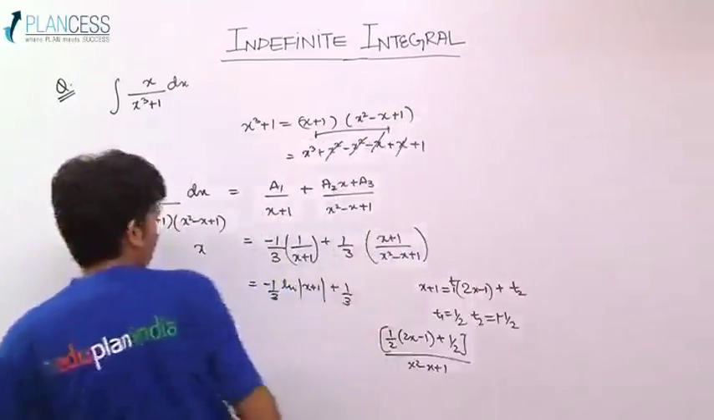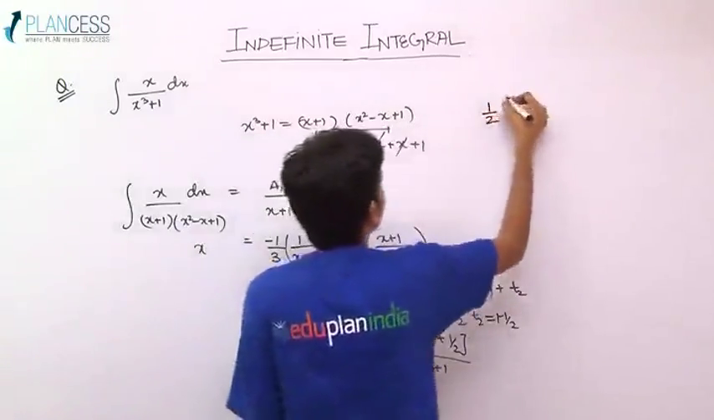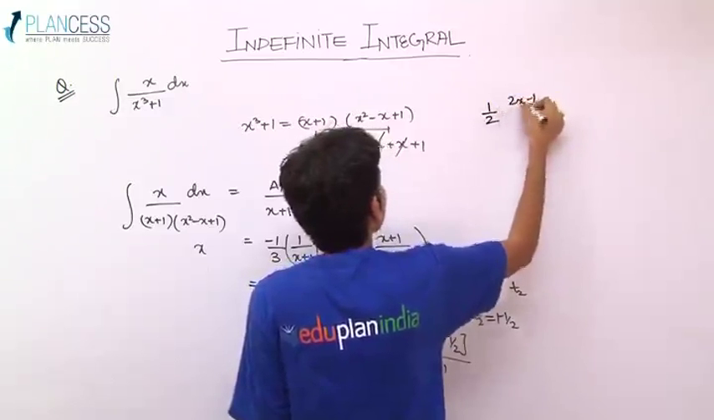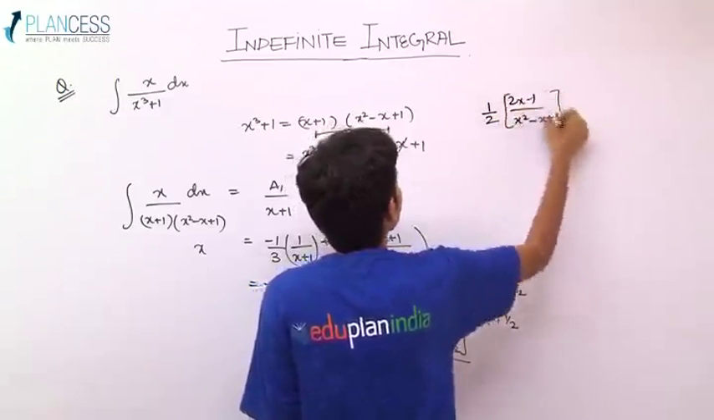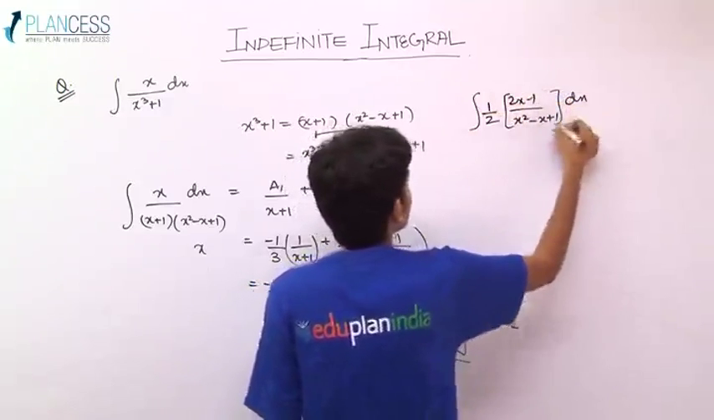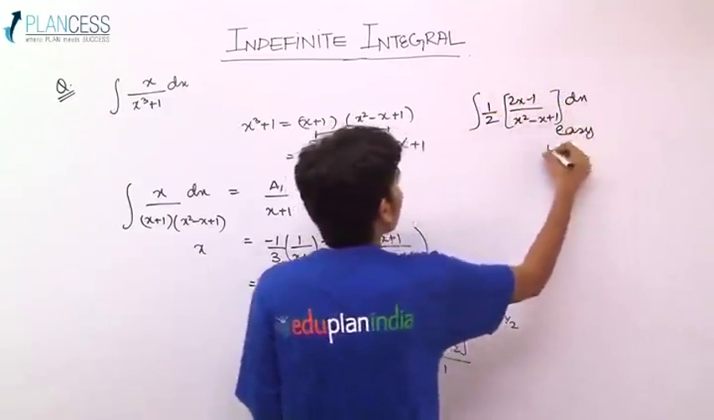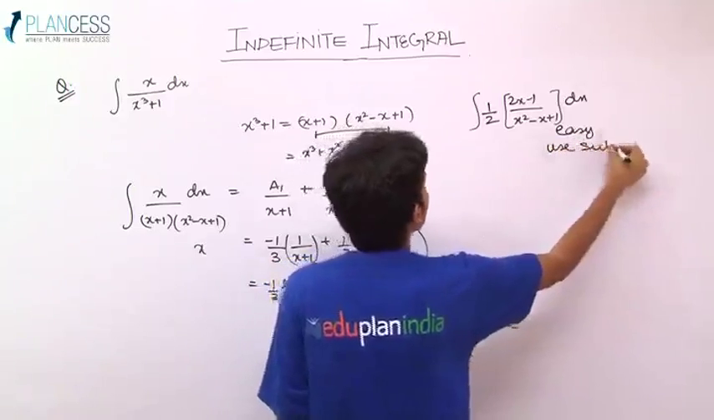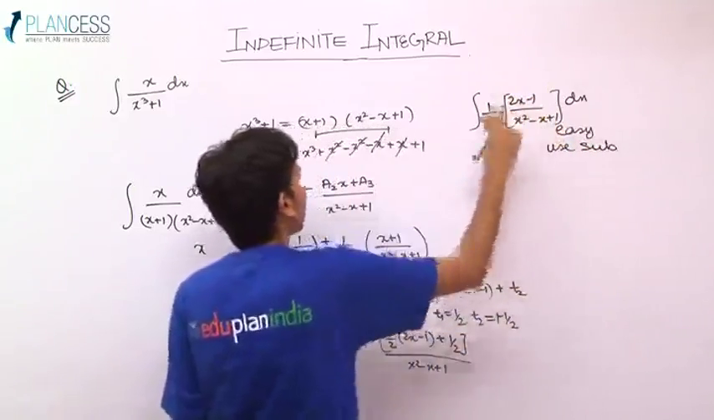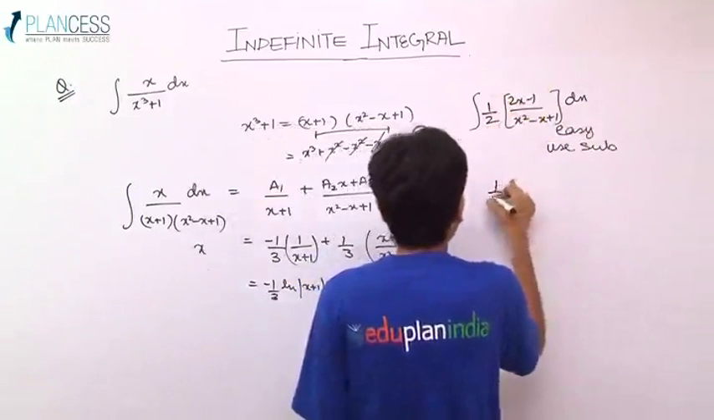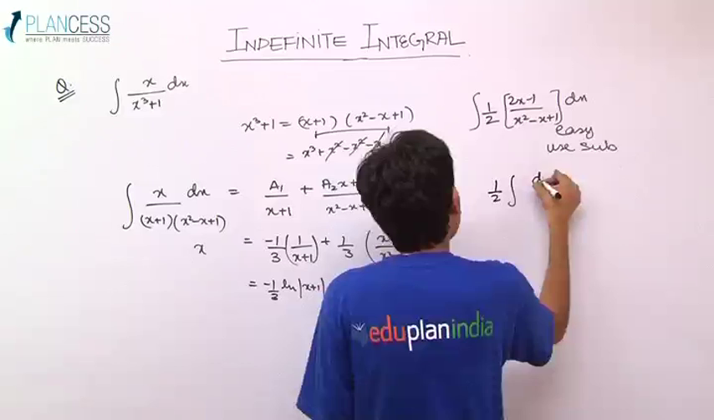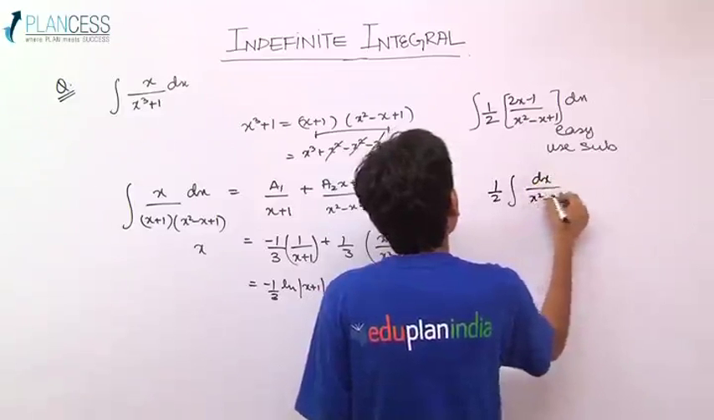So basically the first part is 1 by 2 times (2x minus 1) upon (x square minus x plus 1), integral dx. This first one is easy. Use substitution: substitute this as t and you will get 1 by t dt, and this will turn out to be whatever. So the second term is 1 by 2, dx upon x square minus x plus 1.